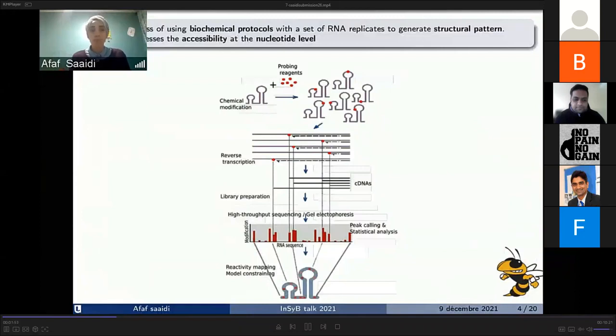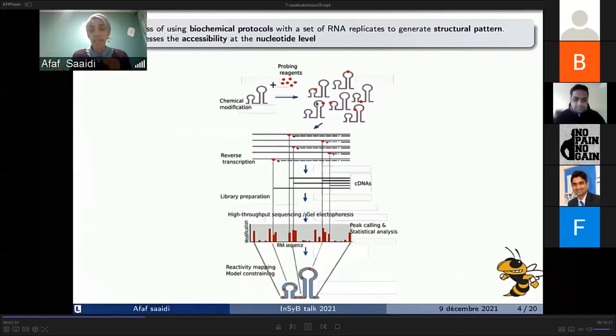The probing could be defined as the process of using experimental protocols with a set of RNA replicates to generate a certain structural pattern. It starts with a modification. In this scheme, we have a chemical modification. It consists of incubating probing reagents with several replicates of RNA. And this probing reagent will selectively interact with some specific nucleotides.